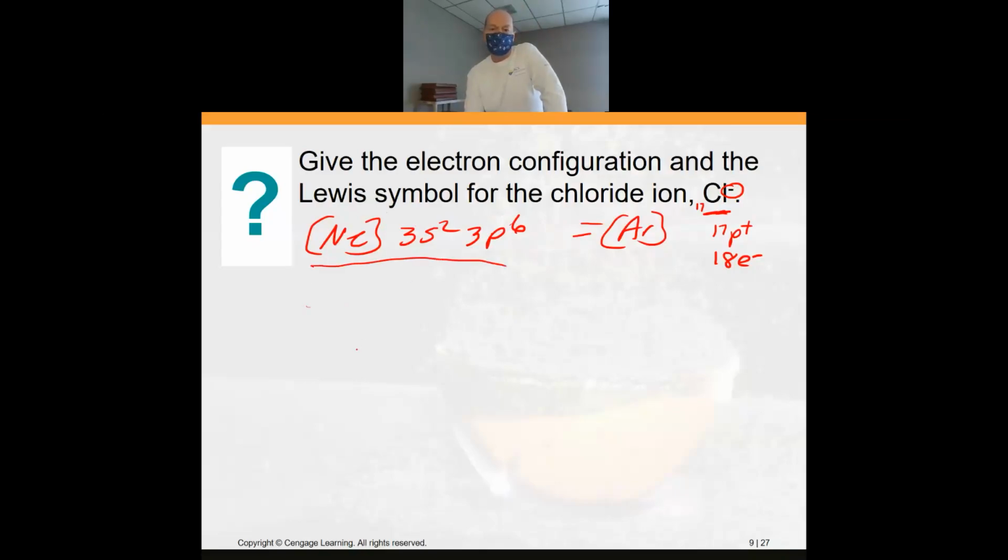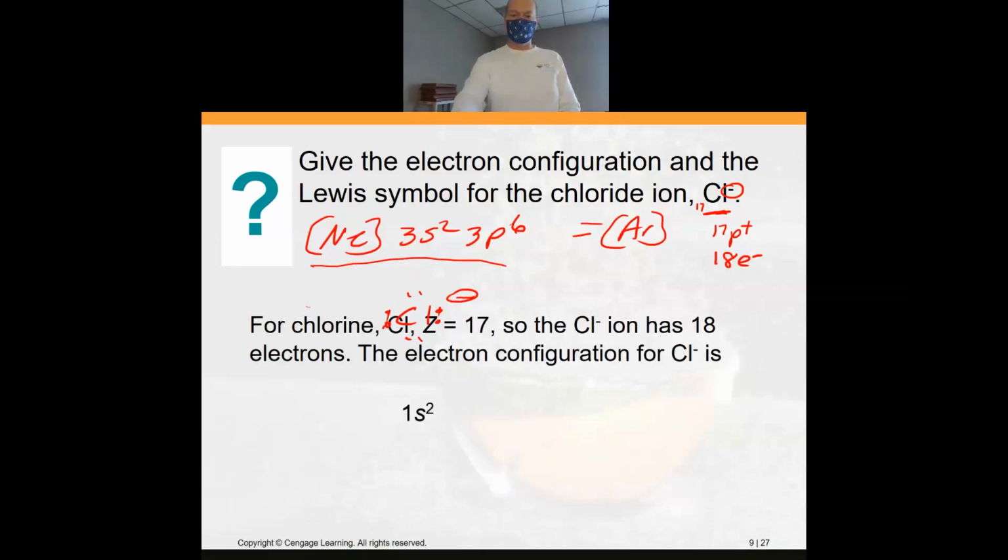The Lewis symbol is simply the number of dots. So for Cl, the number of dots is 7. For Cl minus, the number of dots is 8. And so you put 8 dots around your Cl, and that is a negative charge. And so your electron configuration is that of argon. So that's neon, 3s2, 3p6, and then you have your 8 dots with the negative charge for your Lewis symbol. You can write out the entire electron configuration. I will always use the noble gas core.